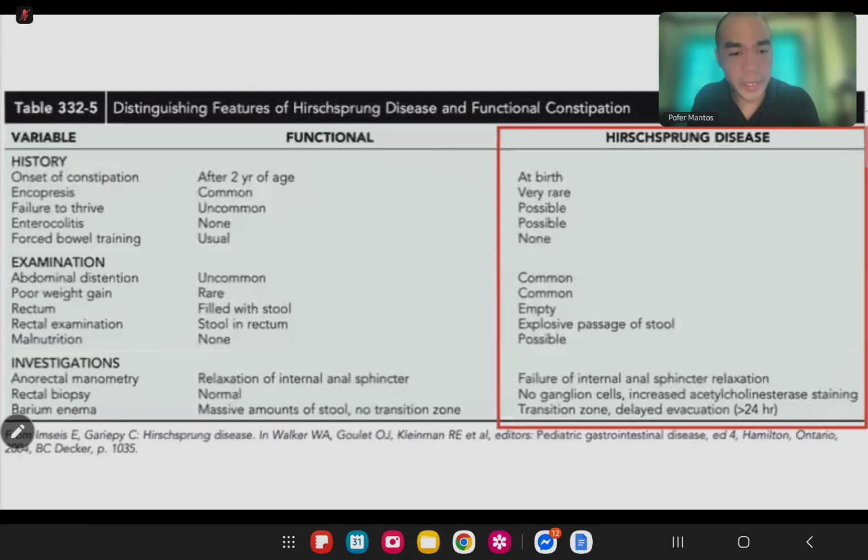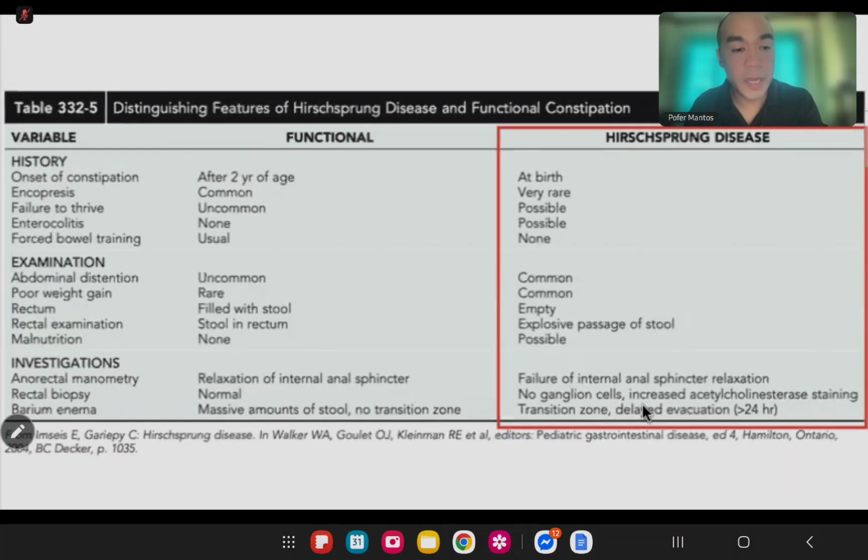When you do your DRE, you don't expect the presence of stool in your examining finger. And when you remove your examining finger, there's an explosive passage of stool, no? Noted in patients with Hirschsprung's disease. As mentioned, malnutrition or failure to gain weight is present in children with Hirschsprung disease.